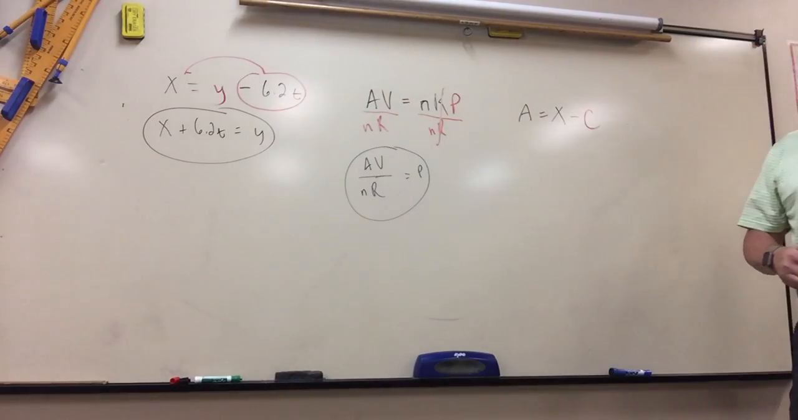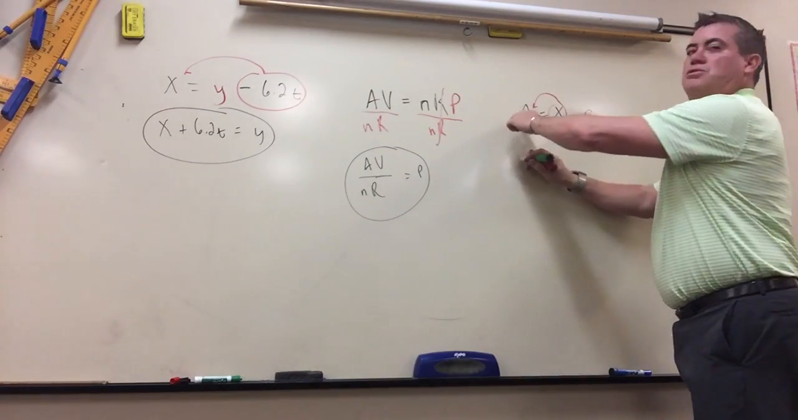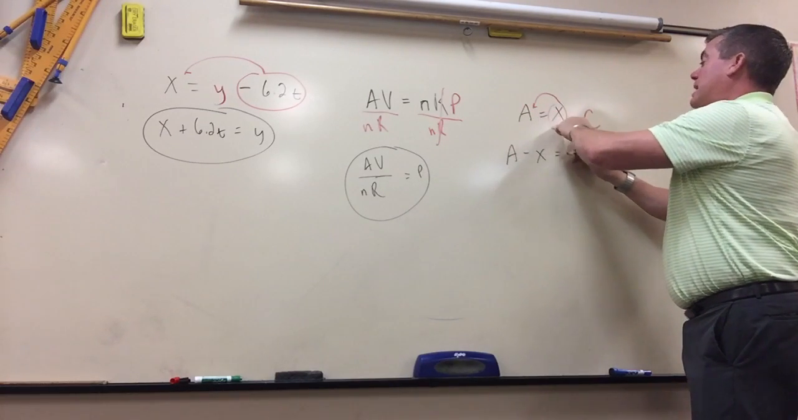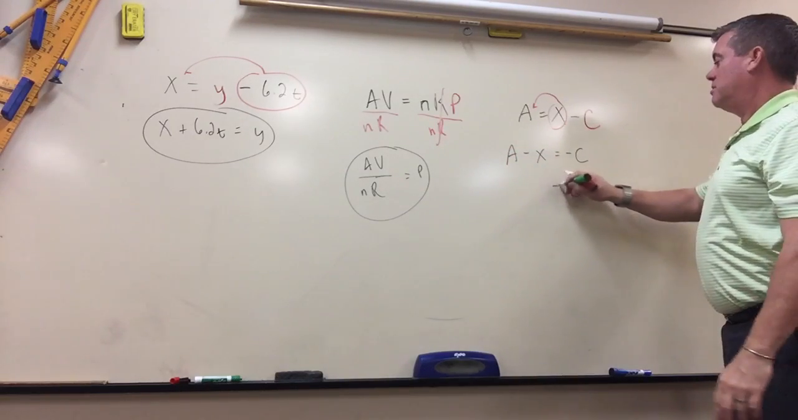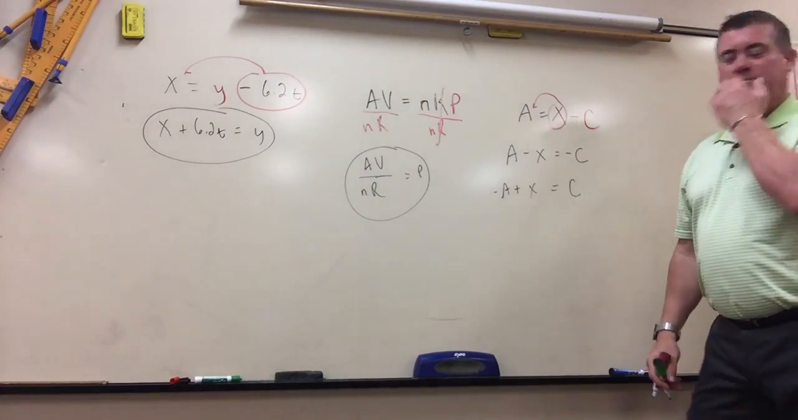Here to get the c by itself, you move the a over, and change the signs. So it'd be a minus x equals c, equals negative c. So you change all the signs. So it'd be negative a plus x equals c.